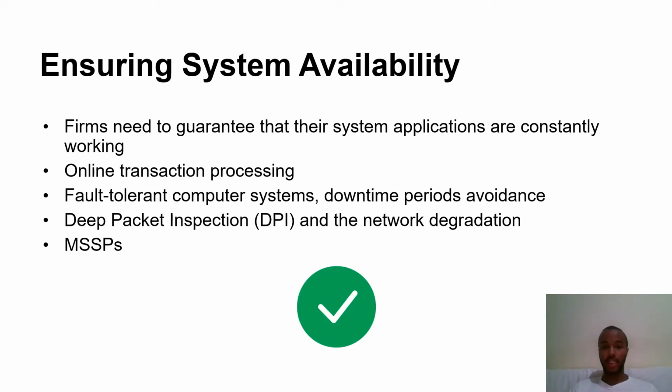In a company, it's very important to make sure that their systems and applications are constantly working and operational. Online transaction processing happens when a computer immediately processes incoming transactions online. A fault-tolerant computer system can be described as having redundant software, hardware, and environment that provide uninterrupted service with no downtime periods.